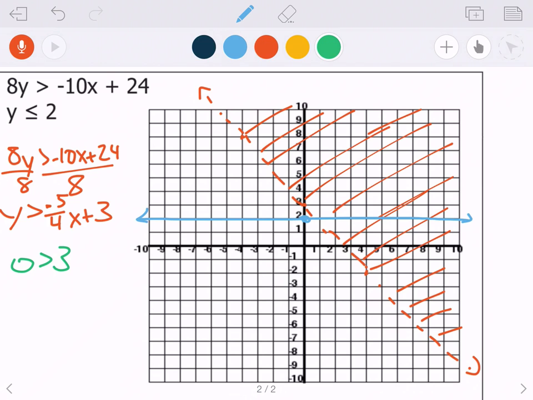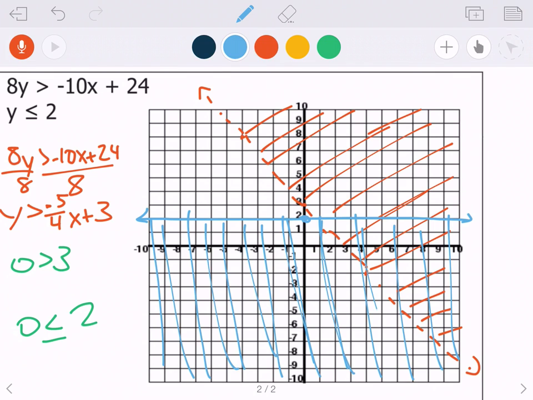We're still going to do the same thing with the test point. When we plug in 0 for y, we're going to get 0 is less than or equal to 2. That is true. So 0, 0 is a solution. So I'm going to shade everything below that line in blue. So your overlapping region is going to be this triangle over here.